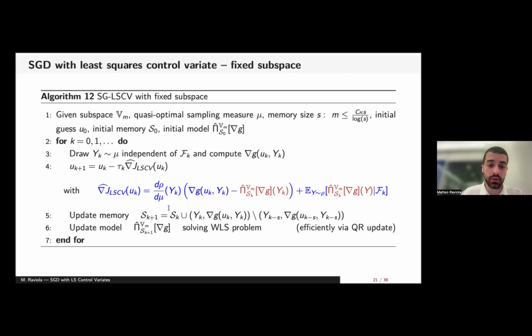So what we do is that at each iteration, we delete the oldest observation and we keep the new observation, and then we update the model, solving again a weighted least squares problem. So indeed, at each iteration, we have to refit the whole model, resolve the weighted least squares problem. But since our observations aren't changing much, we only change one sampling point per iteration. Essentially, we can do an efficient QR update to make this fitting at each iteration cheaper.